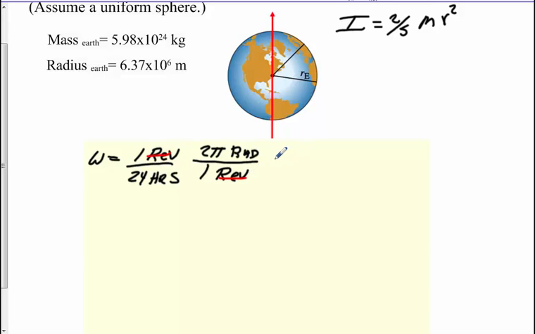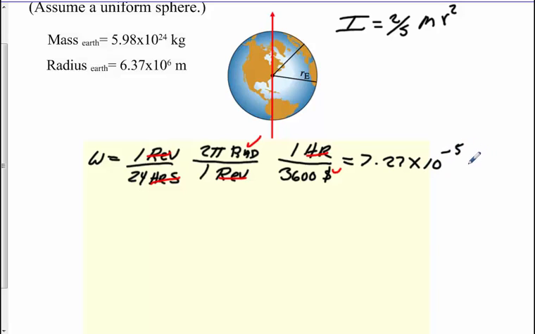Now I'm in hours. I want to go to seconds. Hours in my denominator, I'll put 1 hour up here. There's 3,600 seconds. Hours cancel here and here. Again, I'm going to get my units in radians per second. I run that number there, and I would get a value of 7.27 times 10 to the minus 5 radians per second.